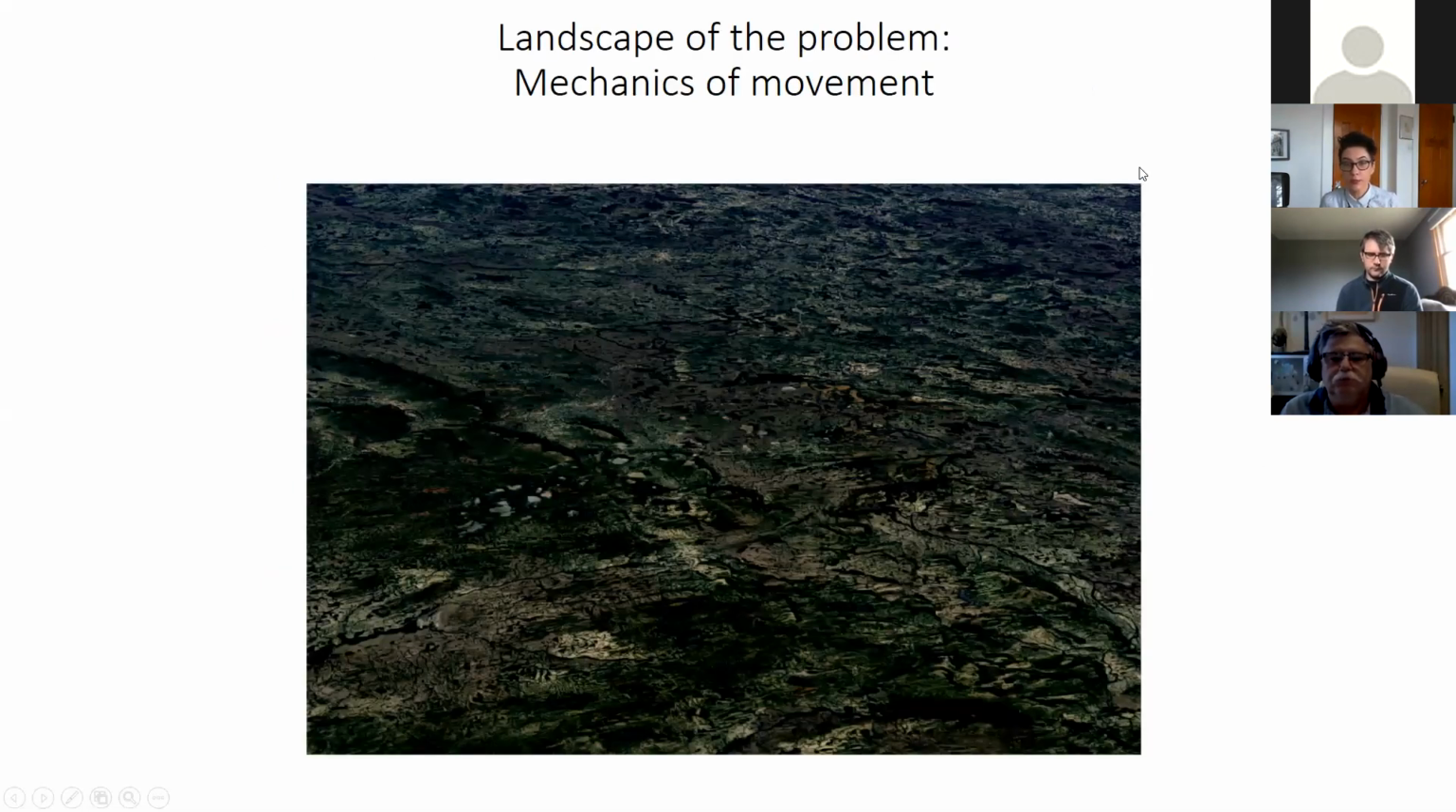Figuratively, we can talk about problems and their solutions as of a landscape where we know certain features and we know our path and we are trying to find a solution to a problem.